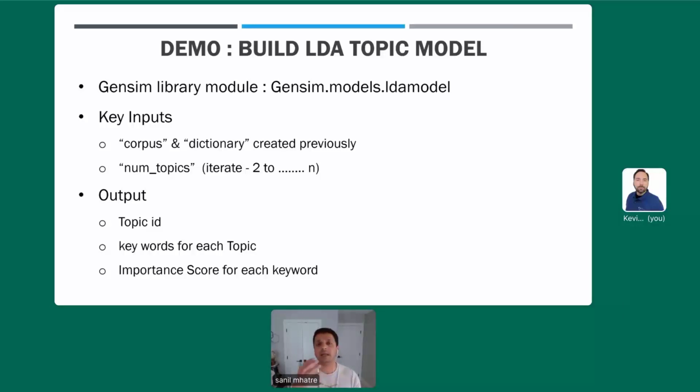And the num topics parameter allows you to iterate over a series of numbers to try to identify the optimal number of topics. The output of the module LDA model is a topic ID, the keywords for each topic, and the importance score for every keyword that represents the topic.